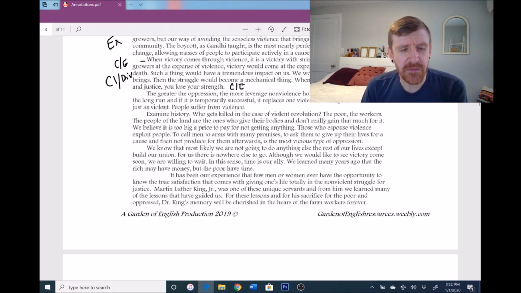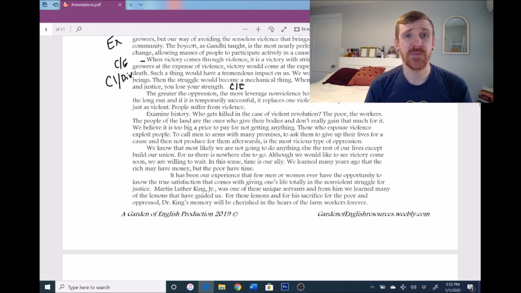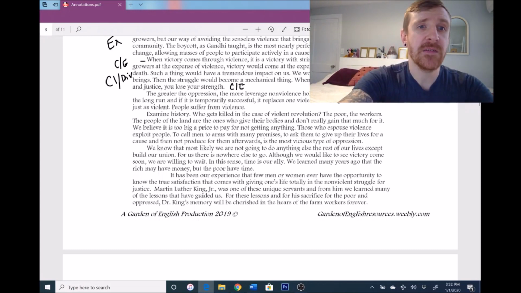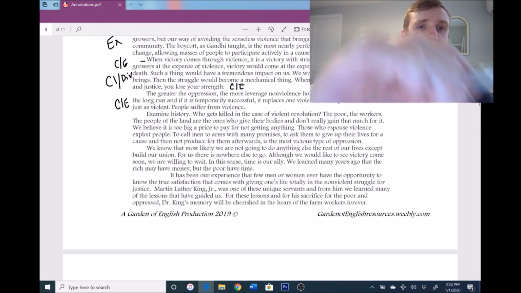Now, next we have "the greater the oppression, the more leverage nonviolence holds." Okay, once again, we've got cause and effect and problem solution there. It says, "Violence does not work in the long run, and if it's temporarily successful, it replaces one form of power with another just as violent, and people suffer from violence." So my kids will just label that with a C/E.